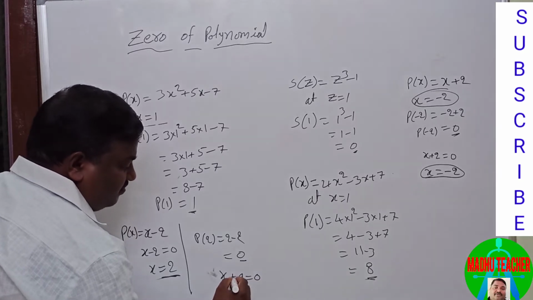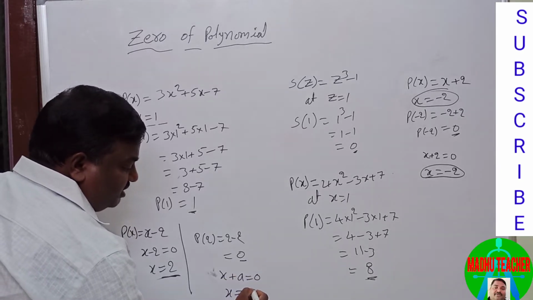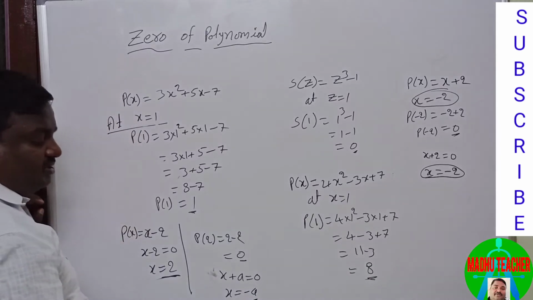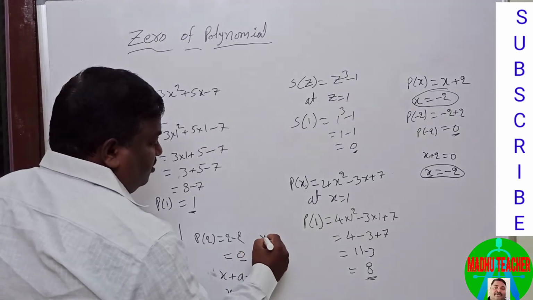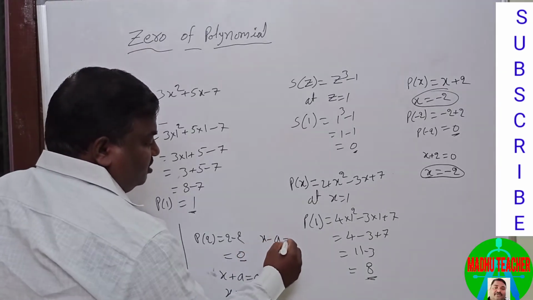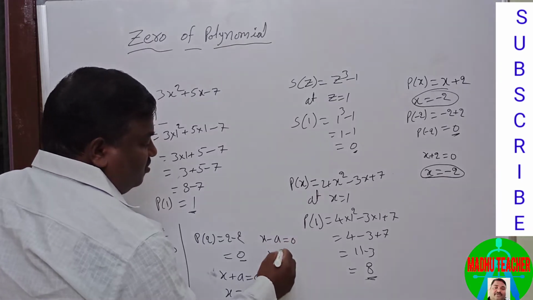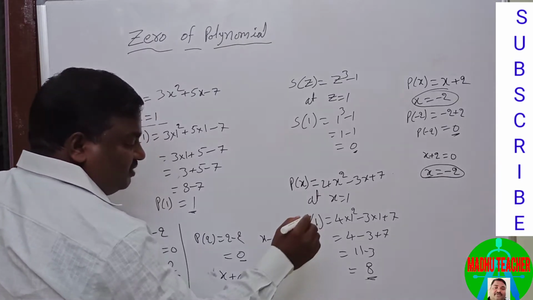x equal to plus a, transpose to the right side, minus a. x equal to minus a. The 0 of the polynomial x minus a: just take it equal to 0. x equal to minus a, transpose to the right side, plus a.